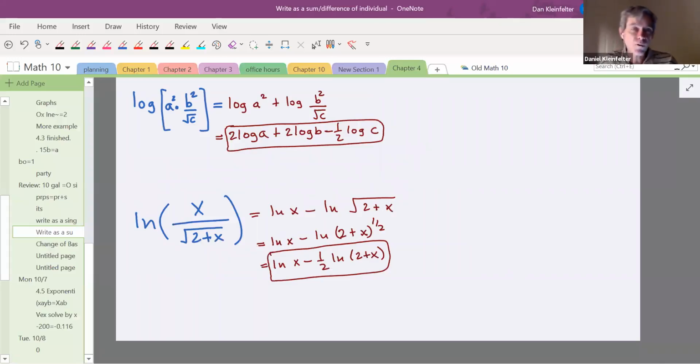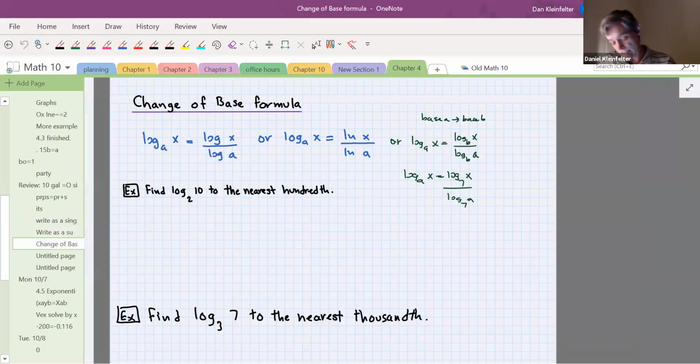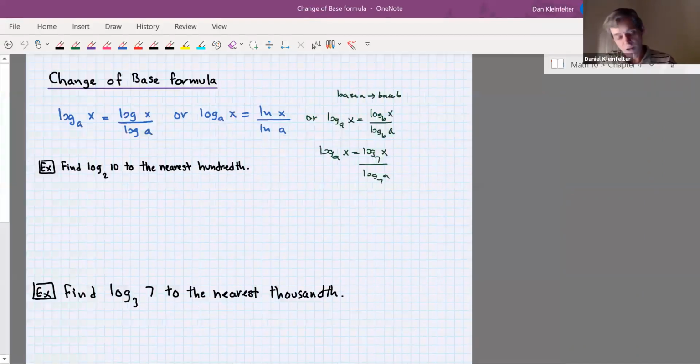All right, so what we've been looking at has been basically kind of mechanical changes to expressions, how to apply these properties to either expand or combine logarithms. The next part is involving something called the change of base formula. And what that is about is this.